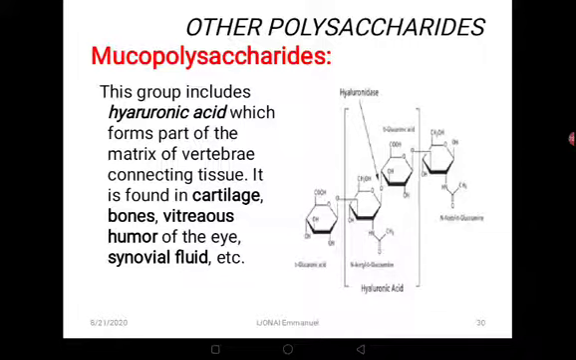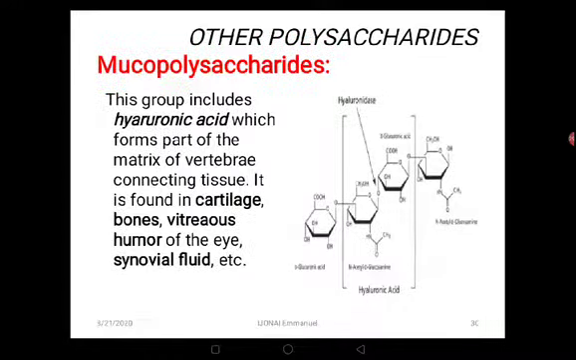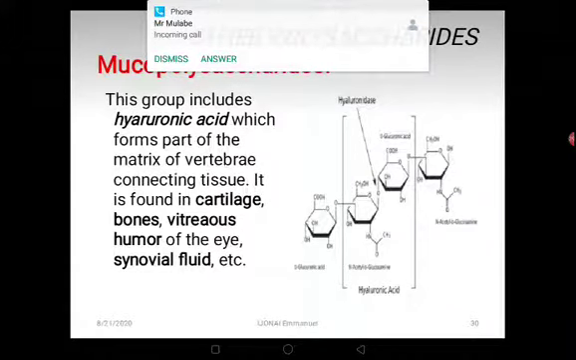And then we have a group of polysaccharides called the mucopolysaccharides. This group includes hyaluronic acid, which forms part of the matrix of vertebrate connective tissue. It's also found in the cartilage, in the bones, in the vitreous of the eye, in the synovial fluid, and even other structures. They are called the mucopolysaccharides.